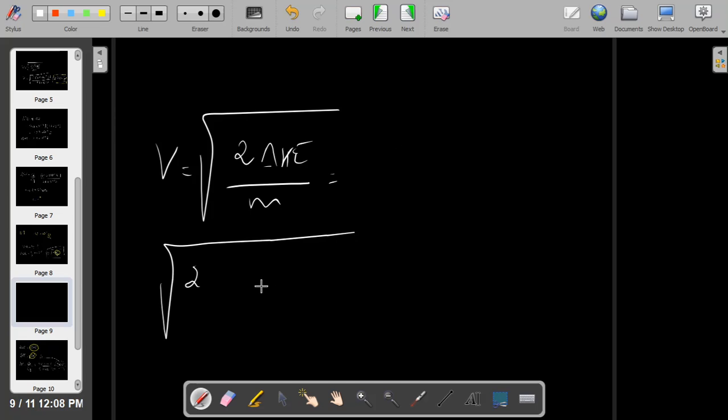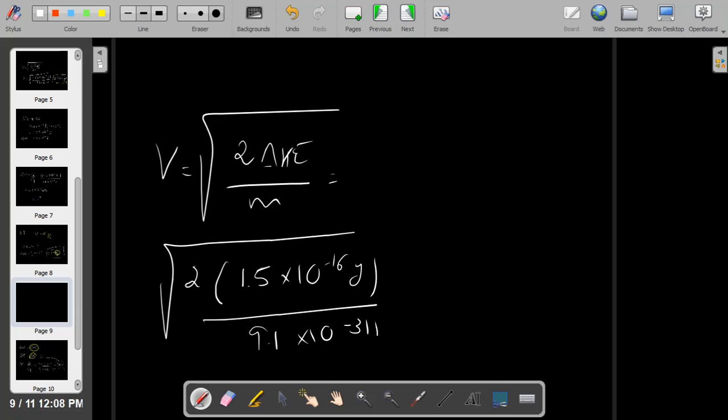2 times 1.5 times 10 to the negative 16 joules divided by the mass, 9.1 times 10 to the minus 31 kilograms. And we wanted kilograms. If they had given us grams, we would need to change that, but we didn't need to do that. So put everything in your calculator, and your value here is 1.8 times 10 to the 7 meters per second. That's our answer, the answer that I gave you at the beginning.